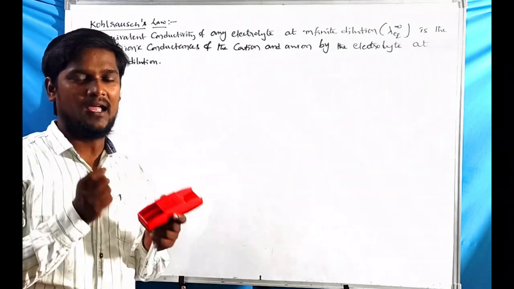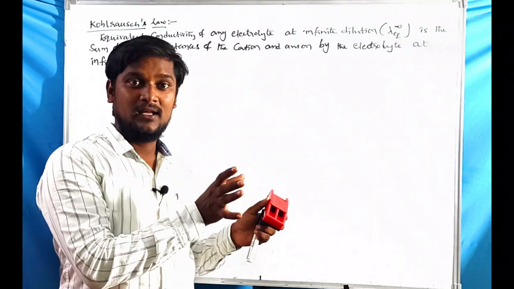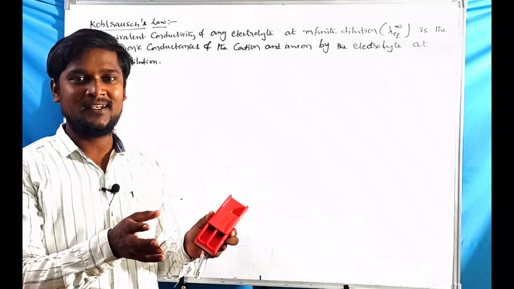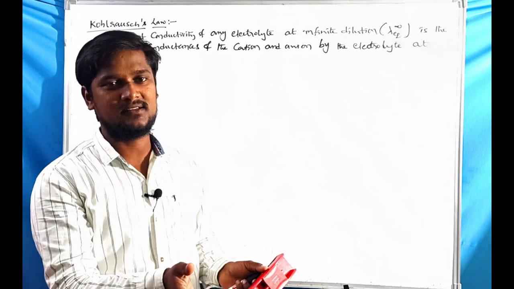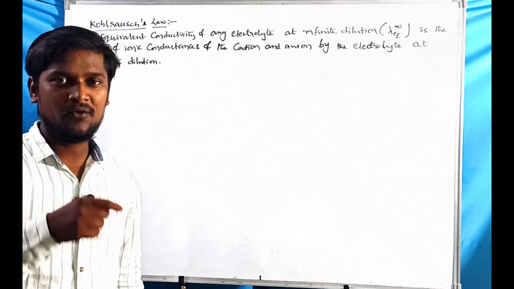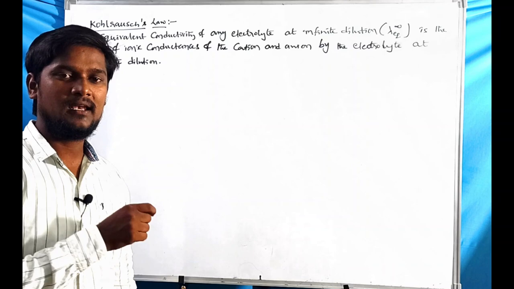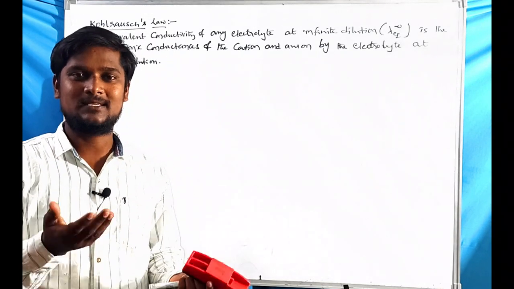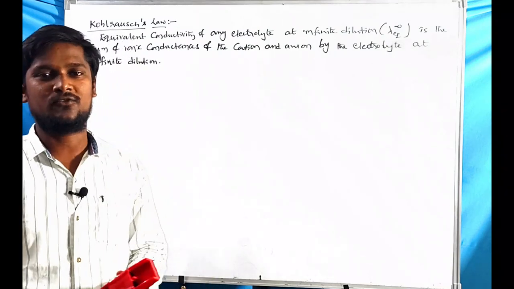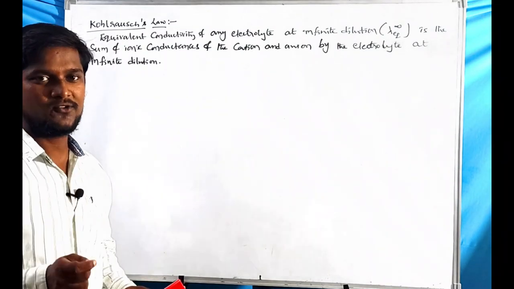In previous videos, I had uploaded many of the basic parts, that is electrolytic conductance and related terms, molar and equivalent conductance, their variations as well as relationships. Now in this session, we will discuss the continuation lecture, the Kohlrausch law of electrolytic conductance, especially Kohlrausch law for weak electrolytes. Okay, now let us go through the topic.